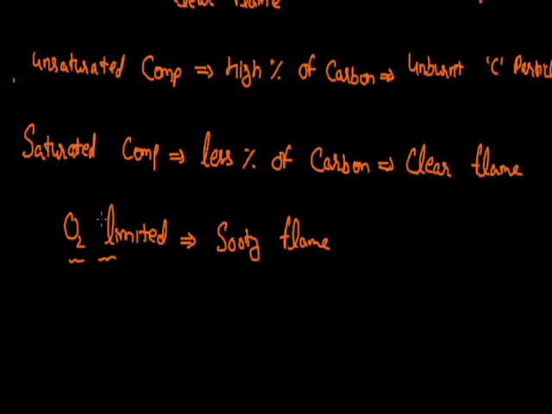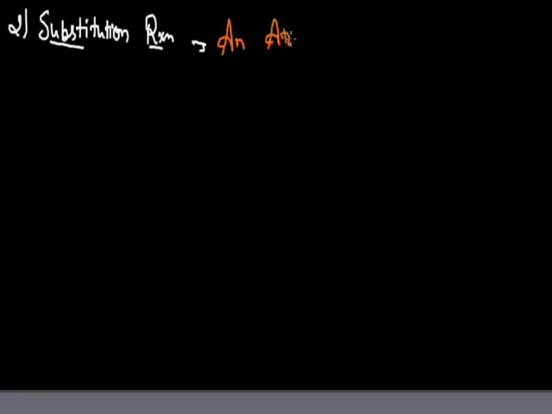Now we will be dealing with the second kind of chemical reaction, that is the substitution reaction. The second type of chemical reaction is the substitution reaction. This substitution reaction is defined as the reaction in which an atom or a group of atoms is substituted or replaced by a different atom or group of atoms.